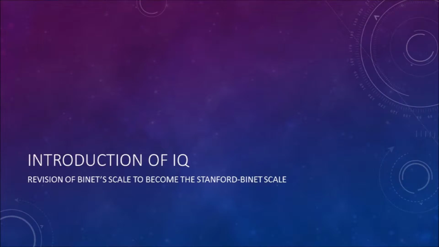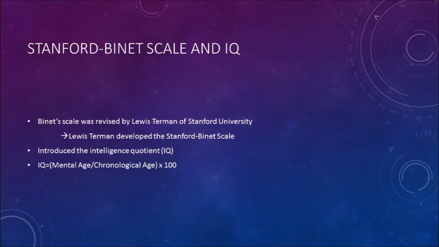Revision of Binet's scale and introduction of IQ. Binet's intelligence test was translated and extensively revised by Lewis Terman of Stanford University, whose revision was known as the Stanford-Binet scale. Perhaps the most important modification was the intelligence quotient, or IQ, a score meant to quantify intellectual functioning to allow comparison among individuals.